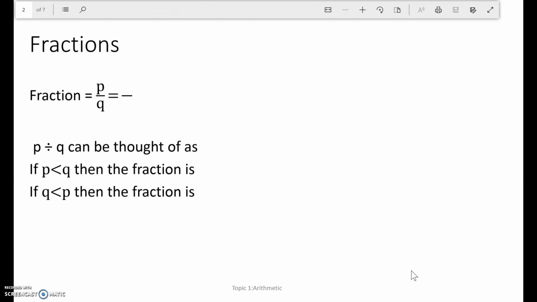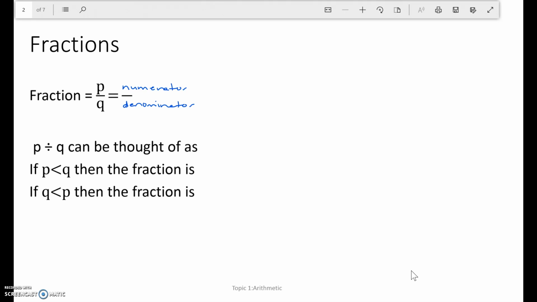If we look at a fraction, it has a top and a bottom. The top, to use the official term, we would call the numerator, and the bottom we will call the denominator. It's very important that we all use the same words. We can think of a fraction as simply being a division sum.